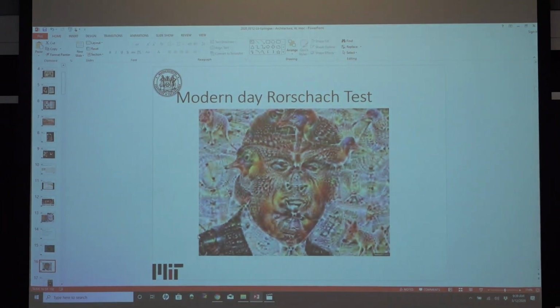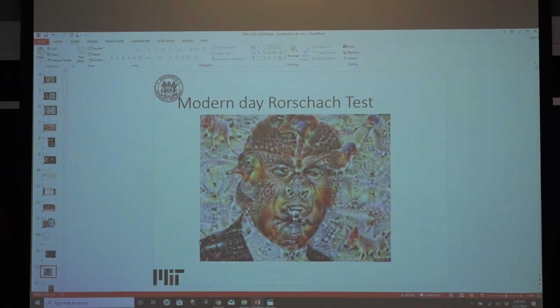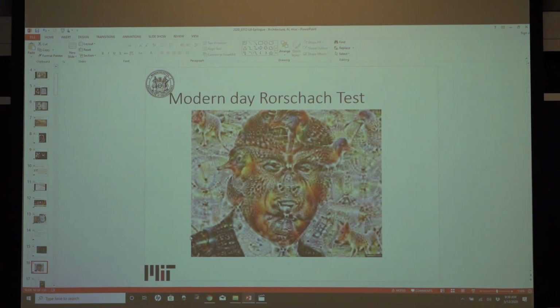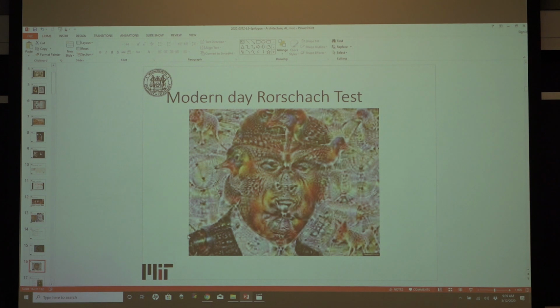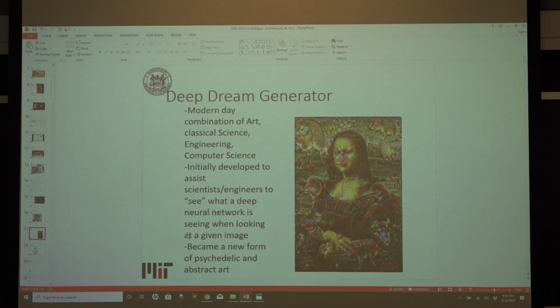So this is, I put the title as a modern day Rorschach test, but the question is posed: what do you see when you look at that? It's not a singular image, but an individual does kind of jump out in the foreground. This is actually where artificial intelligence and deep learning is going. And this program is known as the Deep Dream Generator.